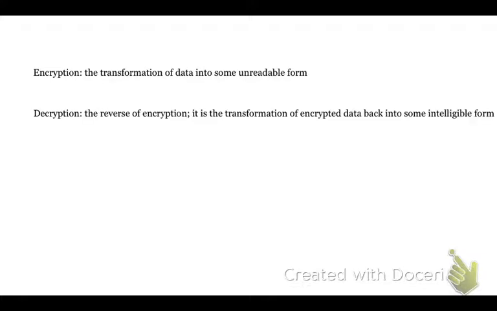So anyways, encryption is the transformation of data into some unreadable form. So it's changing your data to numbers and then mixing up all those numbers, and that's what you send out to someone, and they'd look at it and be like, what the heck? Decryption is taking the encryption that you did and putting it back into an intelligible form that is actually readable.